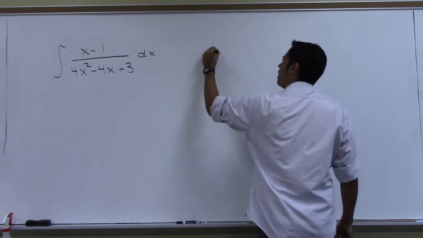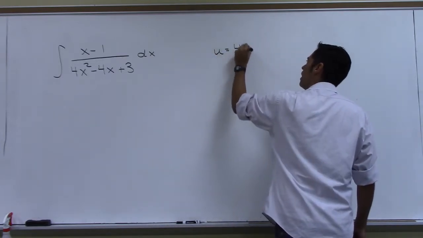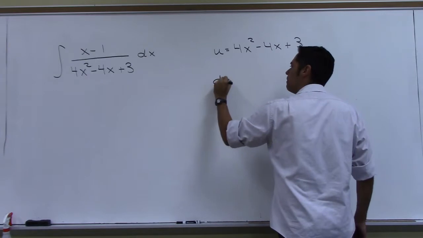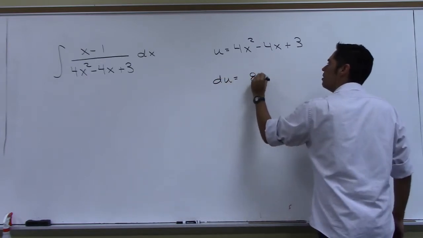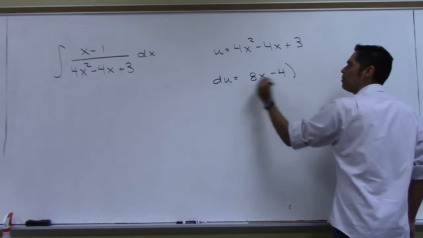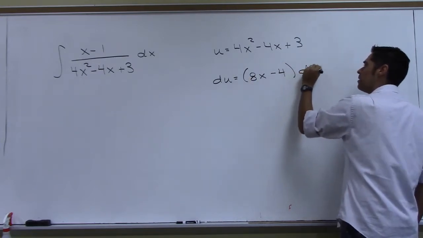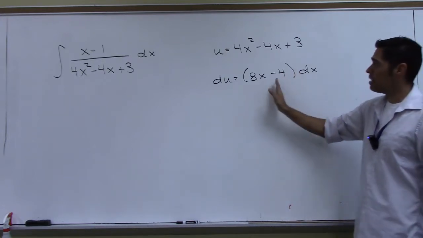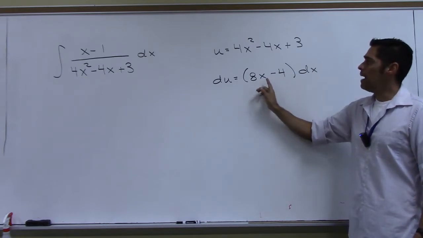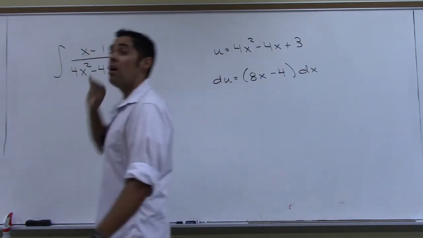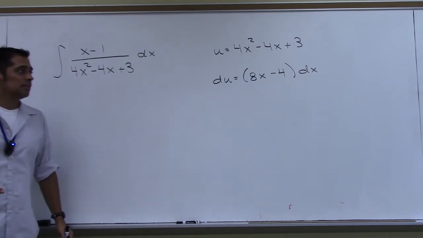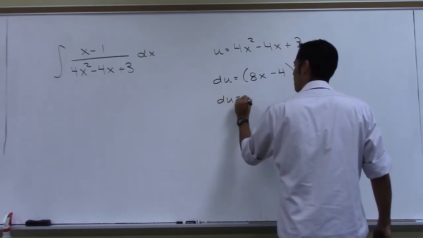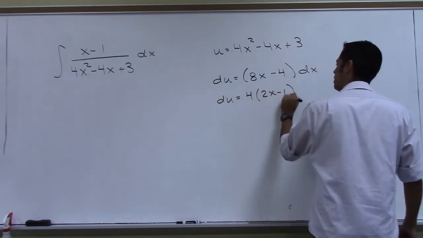What would happen if I let u be equal to the entire denominator? What would the derivative of this be? 8x minus 4. Now, I need to put that in parentheses because it's 2 terms, and then dx. Make sense? All right, so if you were to take a 4 out, which you could, would it match what's over here? Am I off by a constant? Is everything off by a constant, even if I pull a 4 out? Let me pull a 4 out here. 4, I have 2x minus 1, dx.